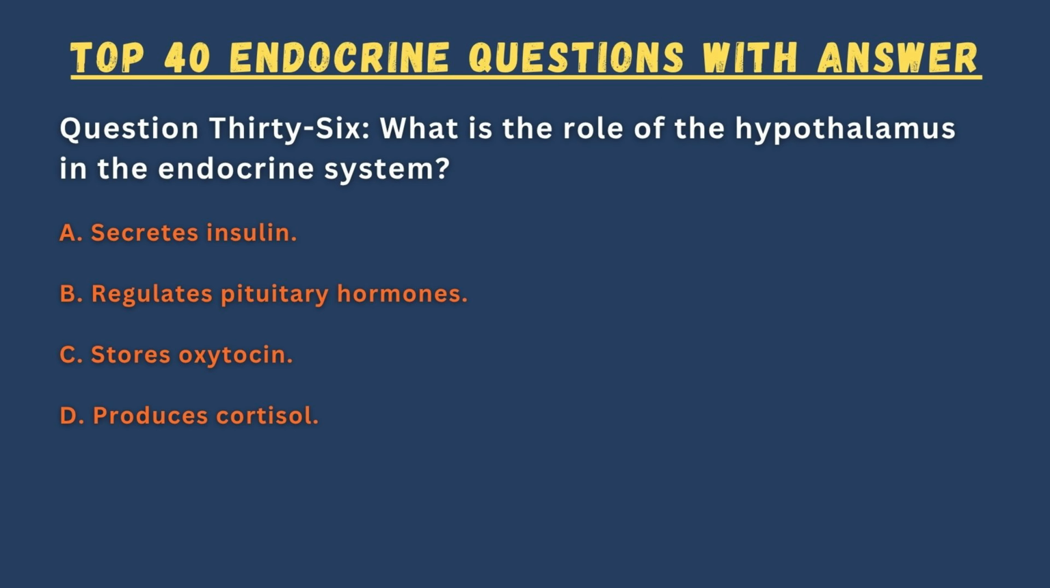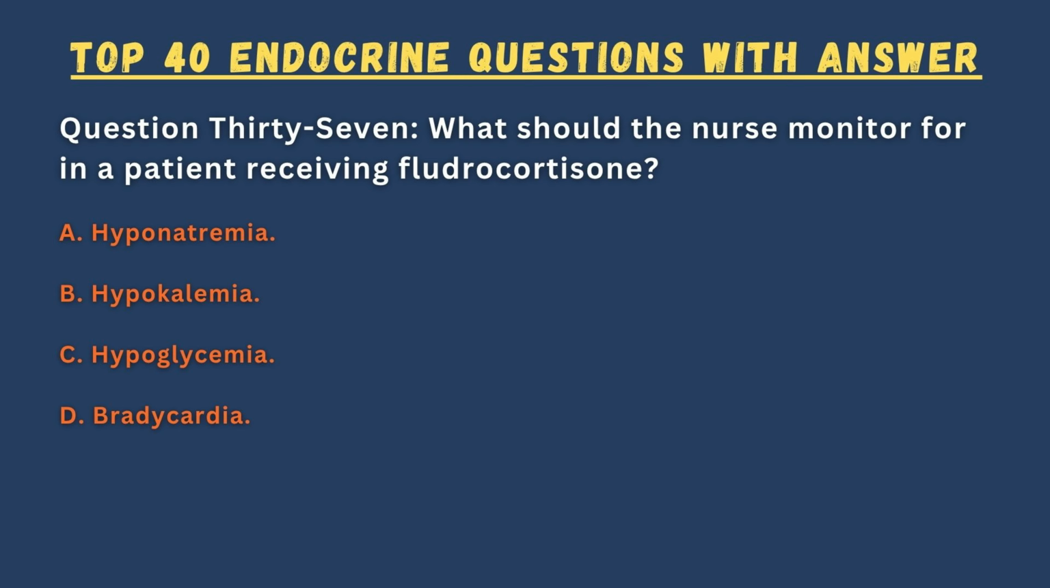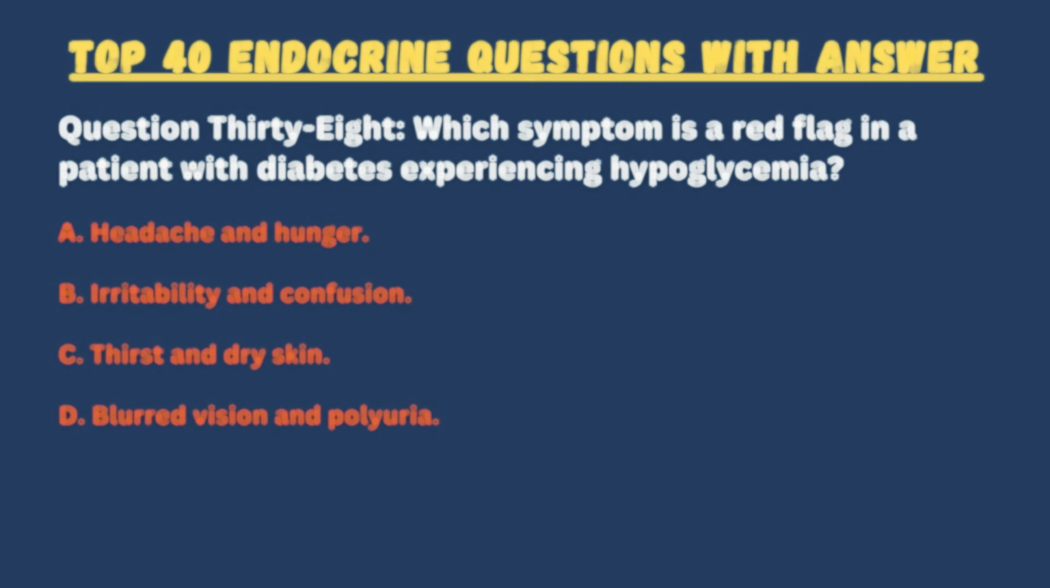Question 36. What is the role of the hypothalamus in the endocrine system? A. Secretes insulin. B. Regulates pituitary hormones. C. Stores oxytocin. D. Produces cortisol. Answer: B. Regulates pituitary hormones. Question 37. What should the nurse monitor for in a patient receiving fludrocortisone? A. Hyponatremia. B. Hypokalemia. C. Hypoglycemia. D. Bradycardia. Answer: B. Hypokalemia. Question 38.